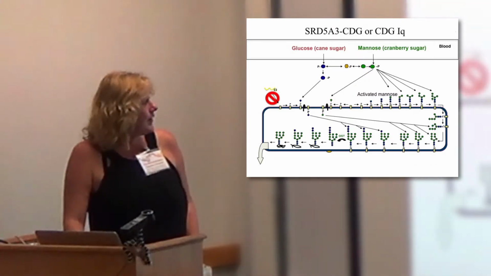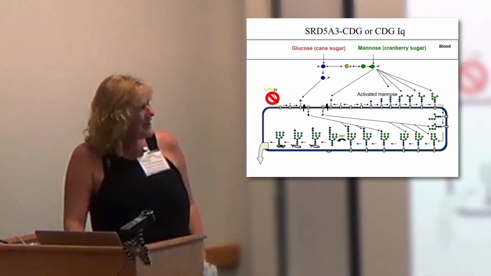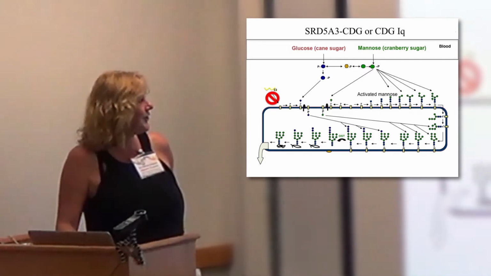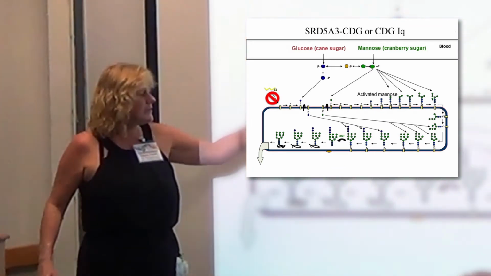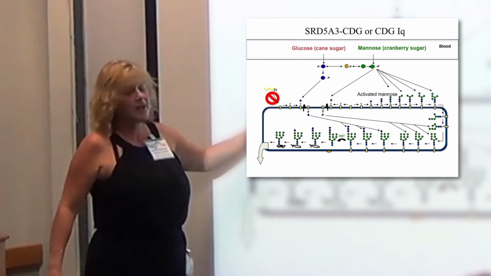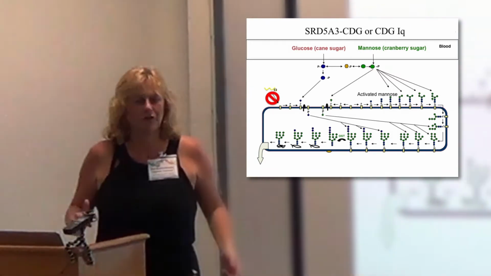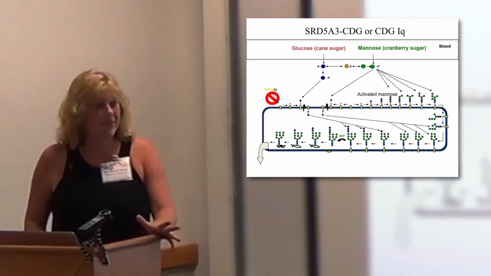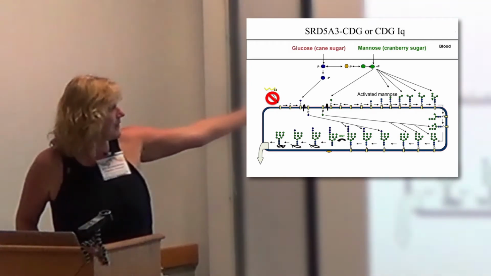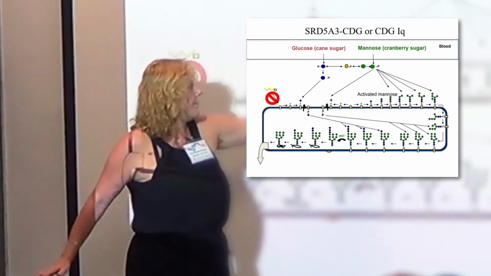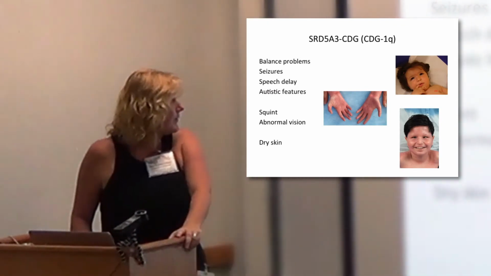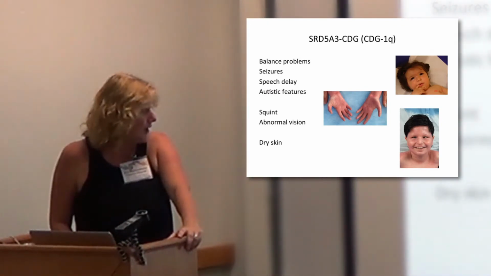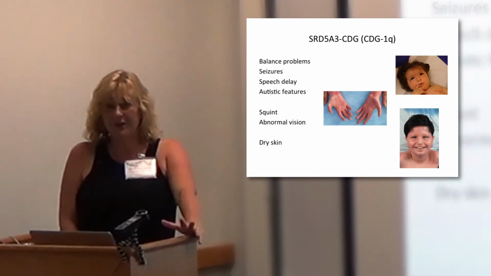So the second disease I wanted to show you is so-called SRD5A3 CDG or 1Q. This is a very interesting disease because there are these fat arms which are carrying the sugars in the synthesis, and these fat arms are not functioning well. And the problem in this CDG is very similar to 1A because it's also missing the startup of glycosylation. It's very early and very severe. Patients have balance problems and speech delay and vision problems, and some of them have very severe skin disease that's specific for this disease.